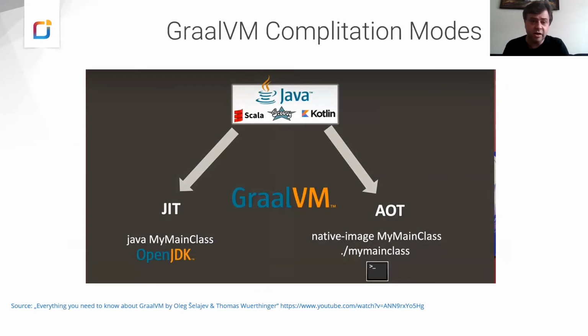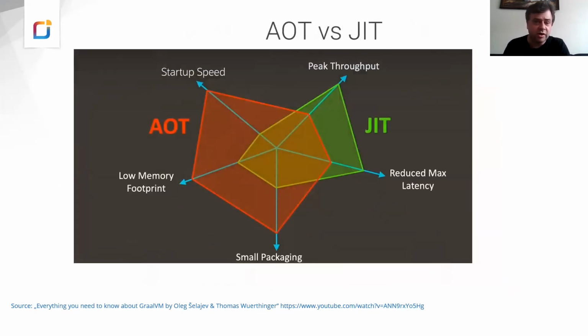You should decide. And of course, everything is a trade-off. So the just-in-time compilation is optimized for the peak throughput and for the maximal latency. So these are the properties of the long-lived server application, and ahead-of-time compilation is optimized for start speed time, low memory footprint, and also small packaging. Yeah, these are the properties of the serverless application.